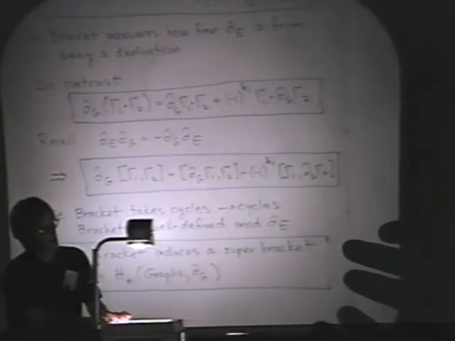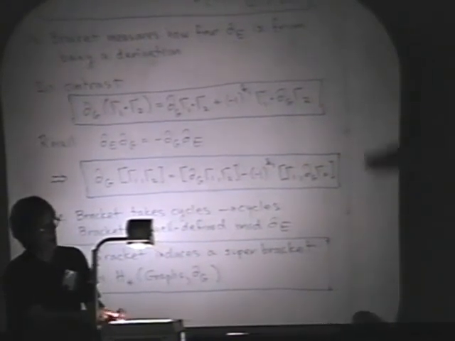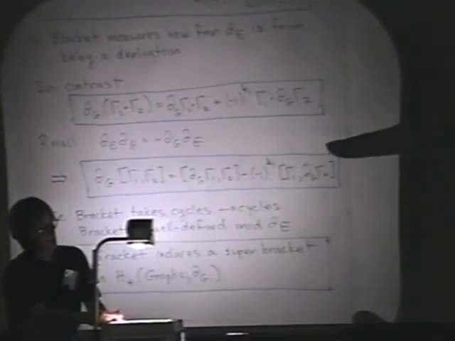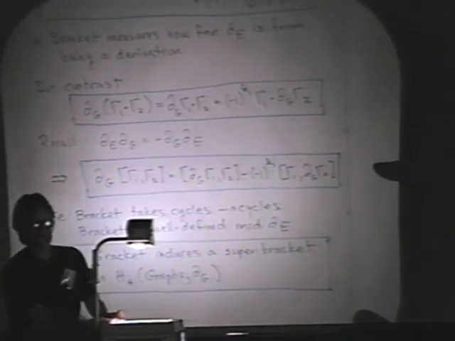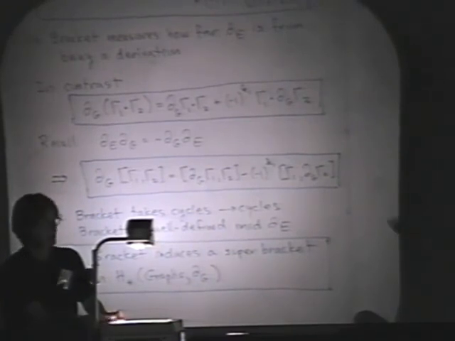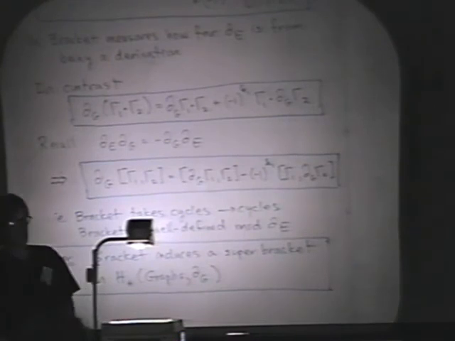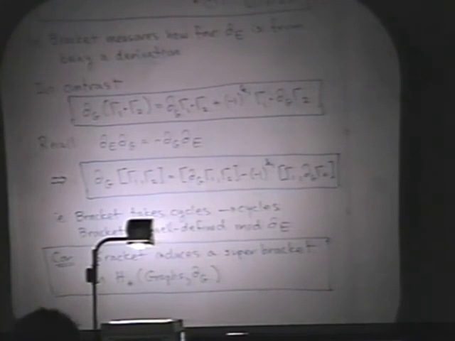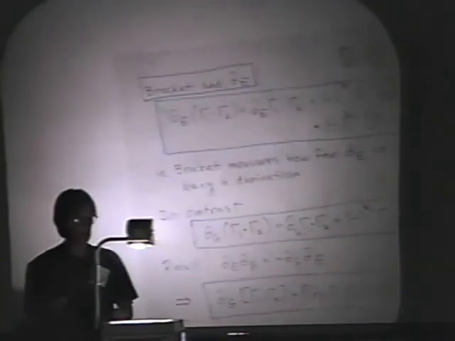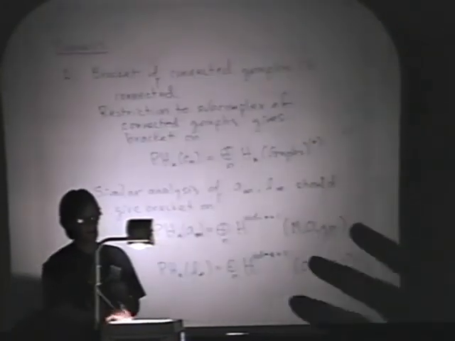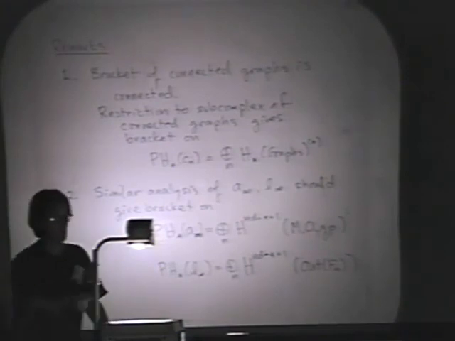And you can put these two facts together with the fact that boundary sub E and boundary sub G anti-commute to prove this little lemma, which shows that bracket takes cycles to cycles and it's well-defined modulo boundaries. So actually, bracket induces a super bracket on the graph homology itself. Super Lie bracket, yeah.